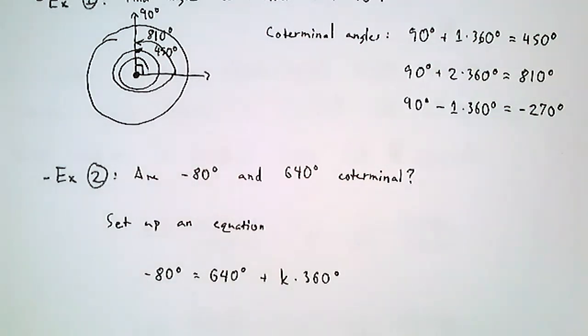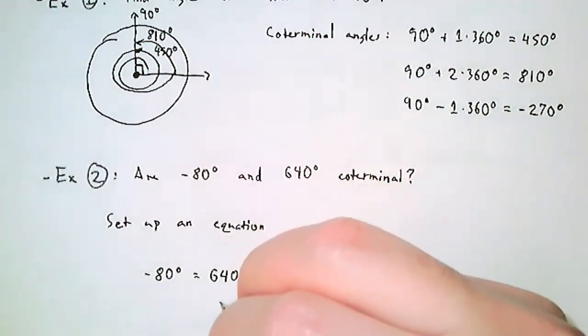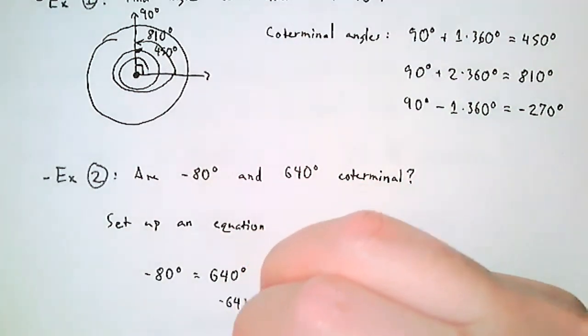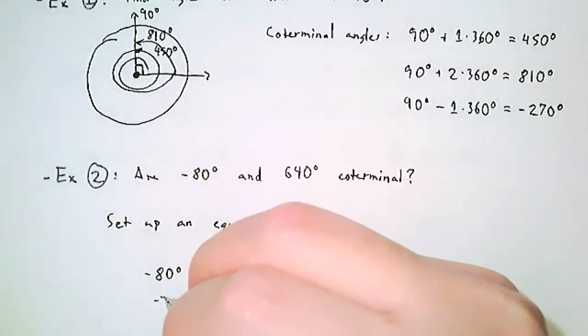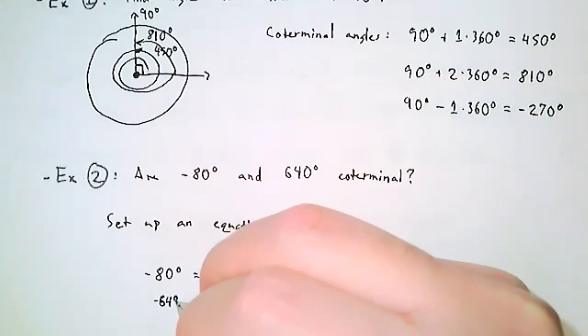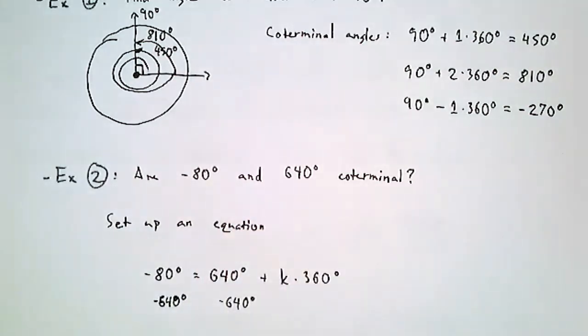And we'll just do a little bit of algebra. We need to get k by itself. So the best way to do this would be to subtract 640 from both sides so that we can move this number to the left. Oops. What is minus 80 minus 640? Negative 720. Good.